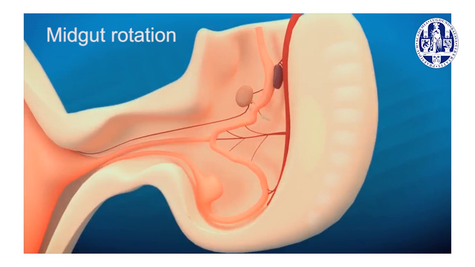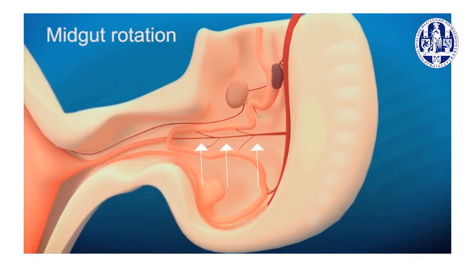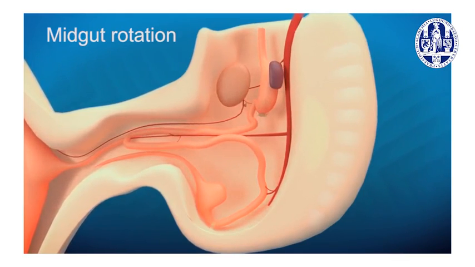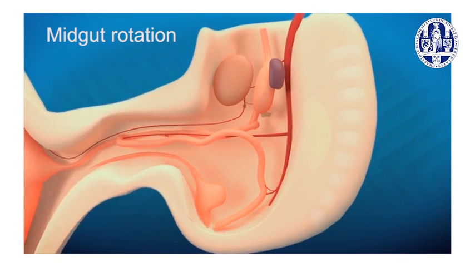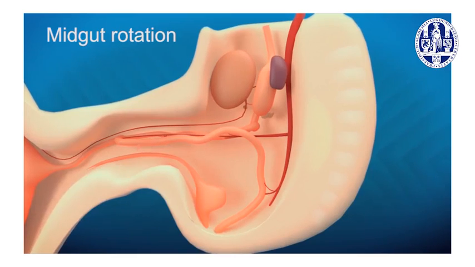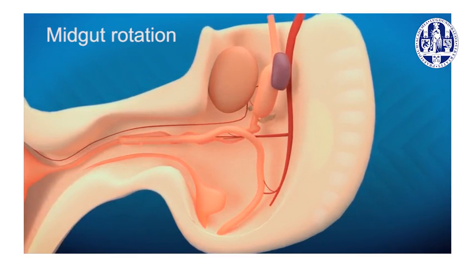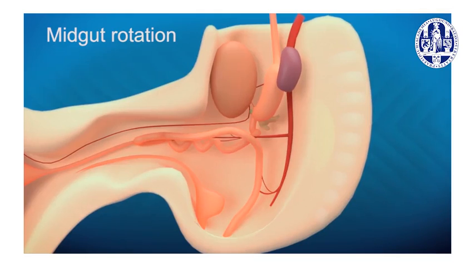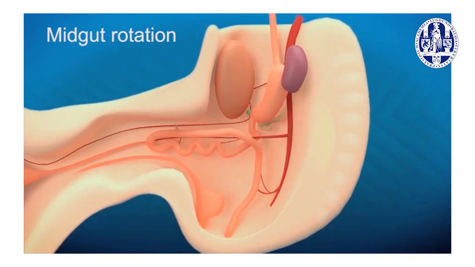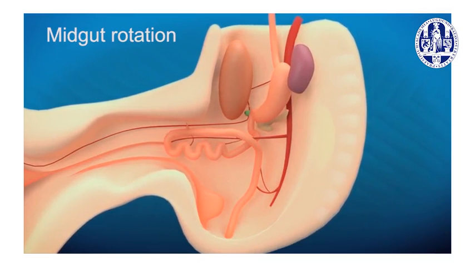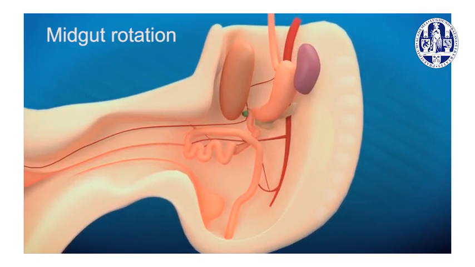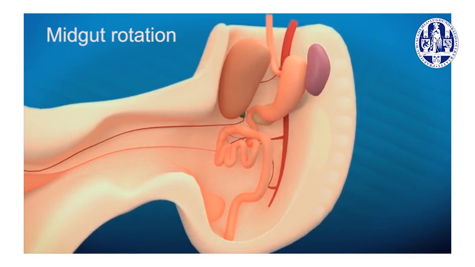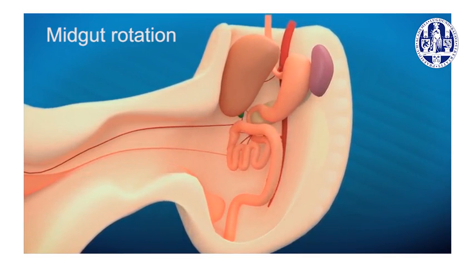The artery that supplies the midgut, the superior mesenteric artery, now serves as an axis for rotation, also in a clockwise direction, starting already during the 5th and 6th weeks of development. As was the case with the foregut, the initial rotation is 90 degrees. However, unlike the foregut, rotation continues during the 10th week with an extra 180 degrees in the same direction. That brings the total rotation to 270 degrees, 90 plus 180.